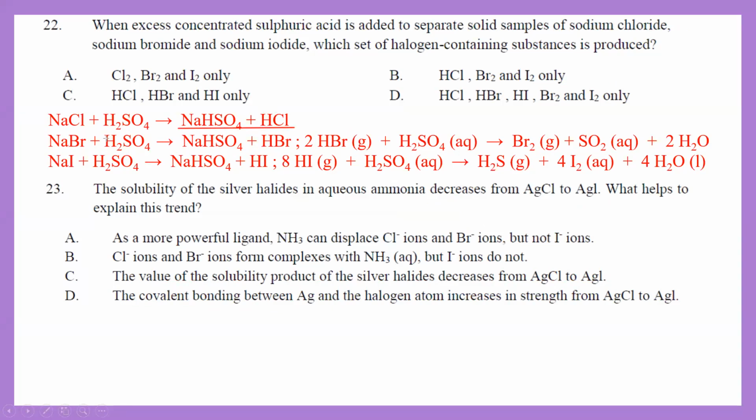Then when you react NaBr with H2SO4, you form HBr. Then some of the HBr is further oxidized to become Br2. The same goes for sodium iodide: when we react sodium iodide, you form HI, and some of the HI will be oxidized to I2. So the best combination that describes all of these products present is D.